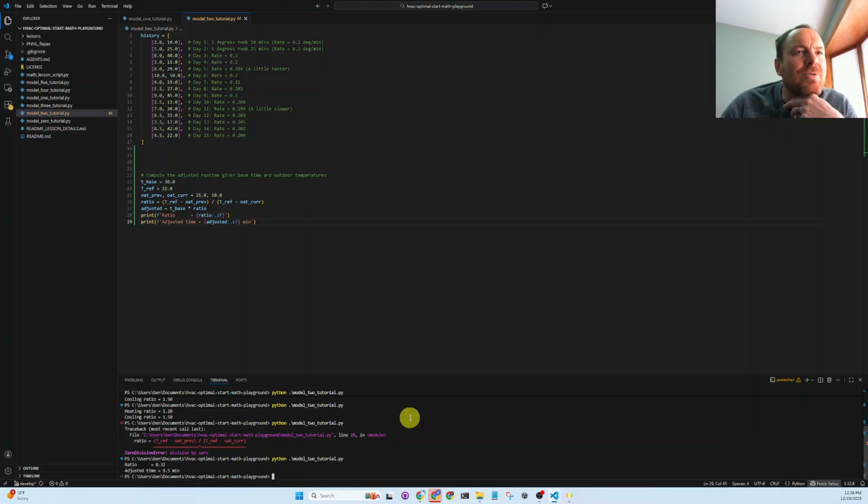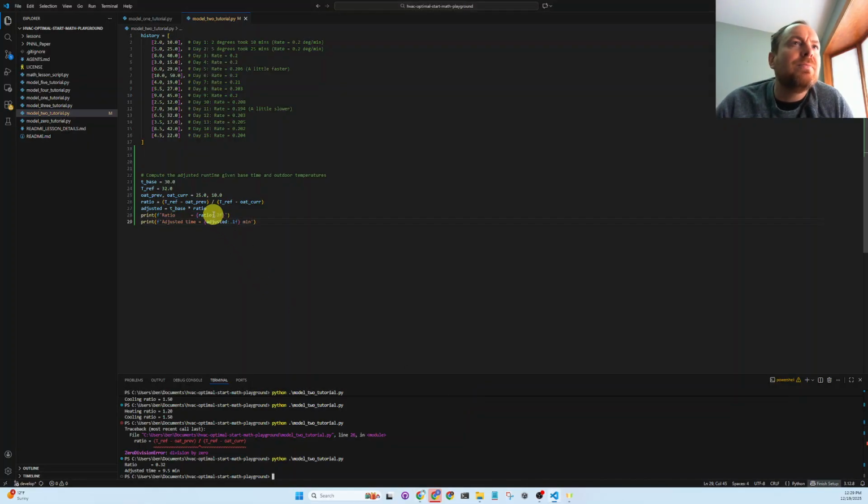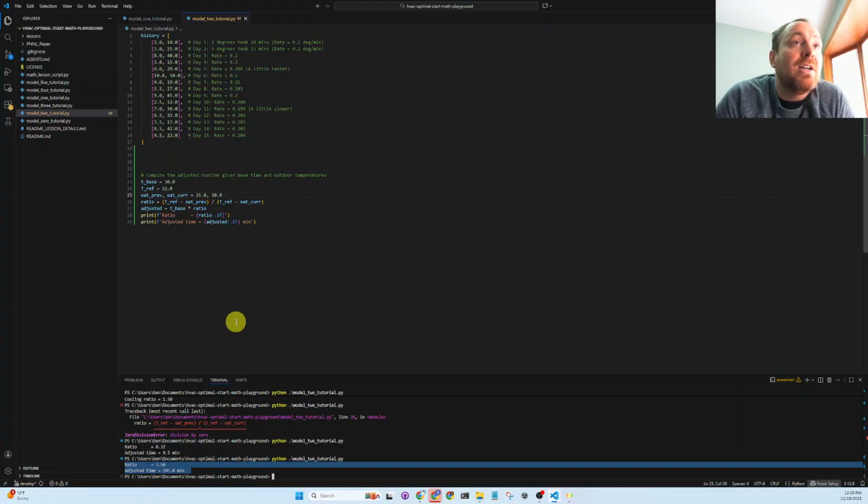I think this just goes into what we've been talking about, is like you can't divide by 0. Why does the ratio blow up as outside air current approaches Tref? Well, let's try it. Wow, the ratio really does blow up. How the hell does it do that?